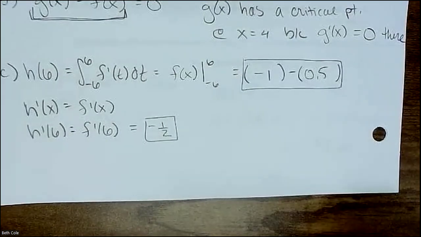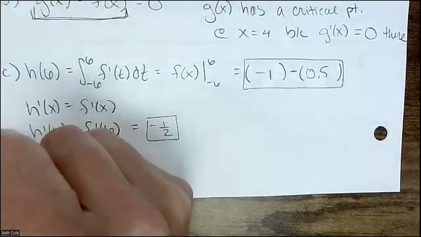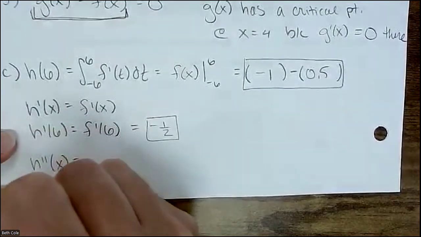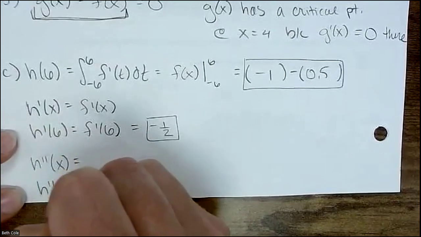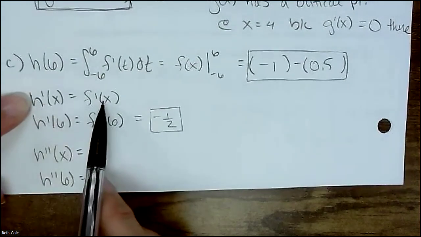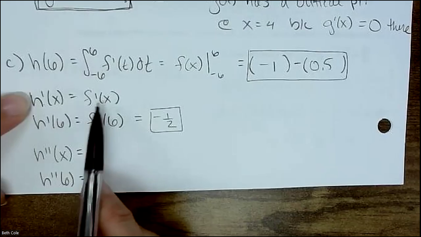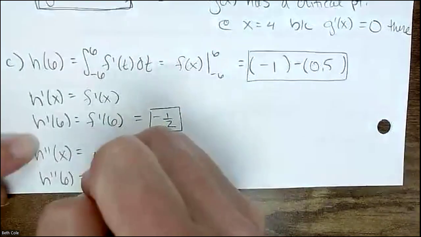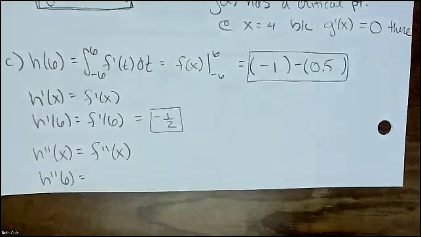And then what's the last thing they asked us for there? Prime prime. All right, you're going to have to do f prime prime of x and then separately plug in 6. If you link them together, it's a linkage error. So you have to do them separately. Right here, we said h prime equals f prime. So h prime prime equals f prime prime.